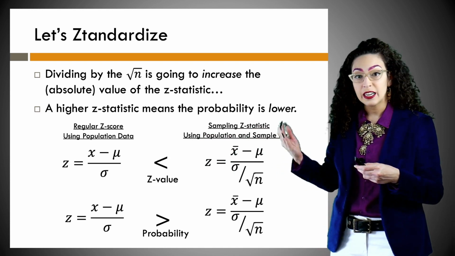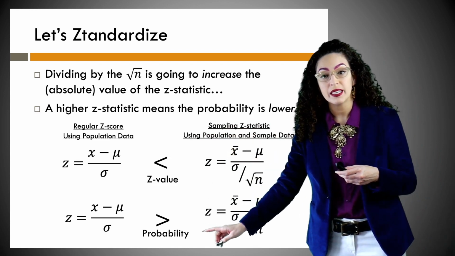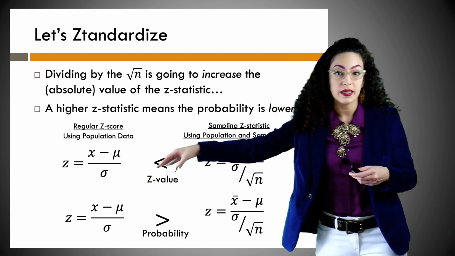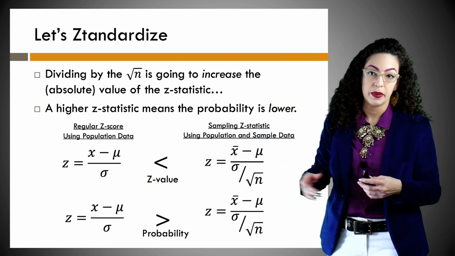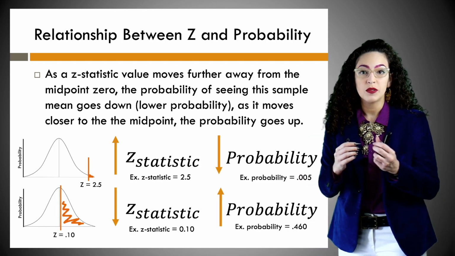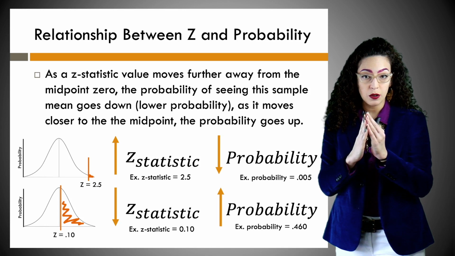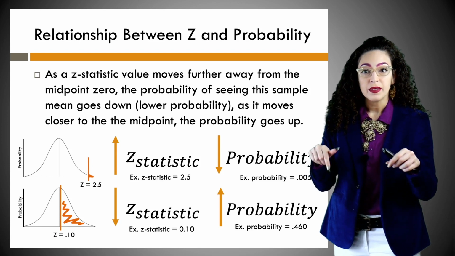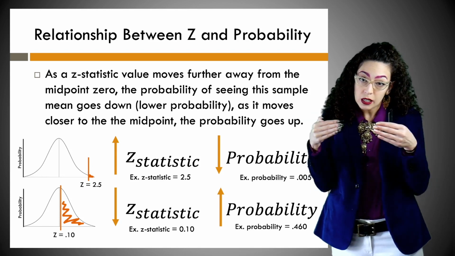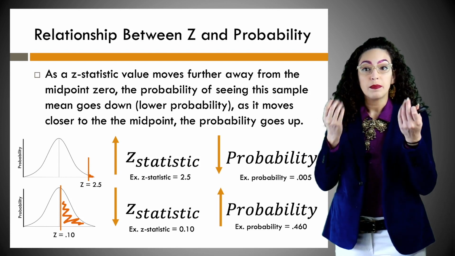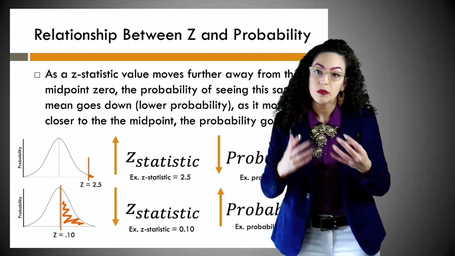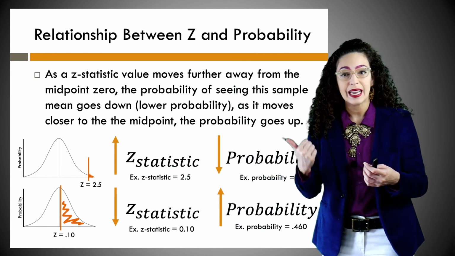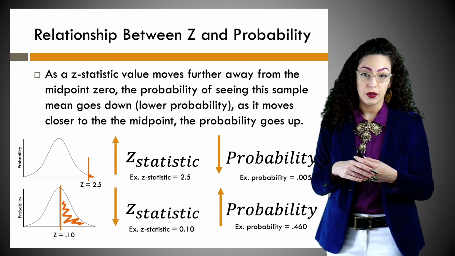Again, a higher z-value means the probability is lower. So the z-score will have a higher probability than any z-statistic, all other things being equal. As a z-statistic moves further away from that middle 0 point, the probability goes down. So the higher the z-statistic, the lower the probability. And as a z-statistic goes down, meaning closer to the middle, the probability goes up, because remember, that is where our hump is, and that's where most of the values live. So there is an inverse relationship between the z-statistic and the probability that is associated with that value.